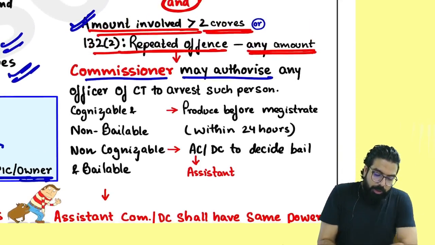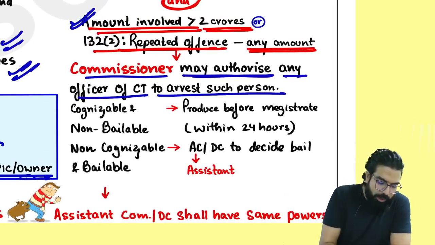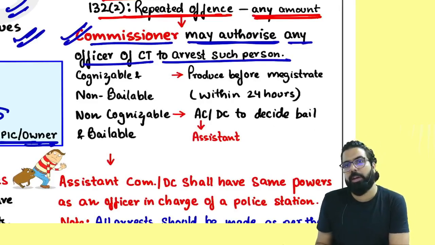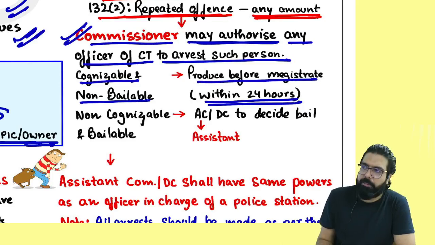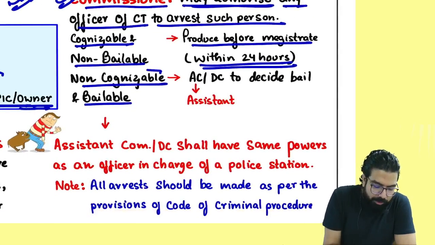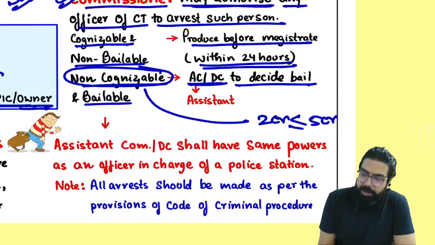Listen. The Commissioner may authorize any officer of the central tax to arrest. Who will authorize, everyone? Commissioner. Whenever someone has to be arrested, the commissioner will tell the officer, go and arrest. Next. Cognizable and non-bailable, you will be presented before the magistrate within how much time, everyone? 24 hours. Non-cognizable and bailable. Non-cognizable means non-severe. Non-severe is when? 2 crore to 5 crore. Then the AC or DC decides the bail amount.